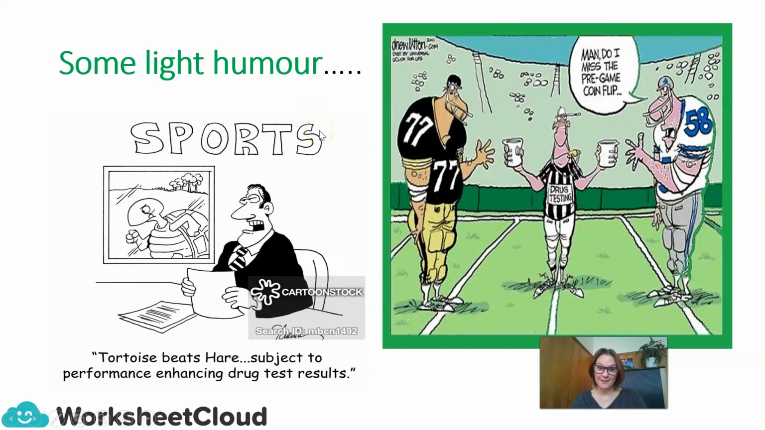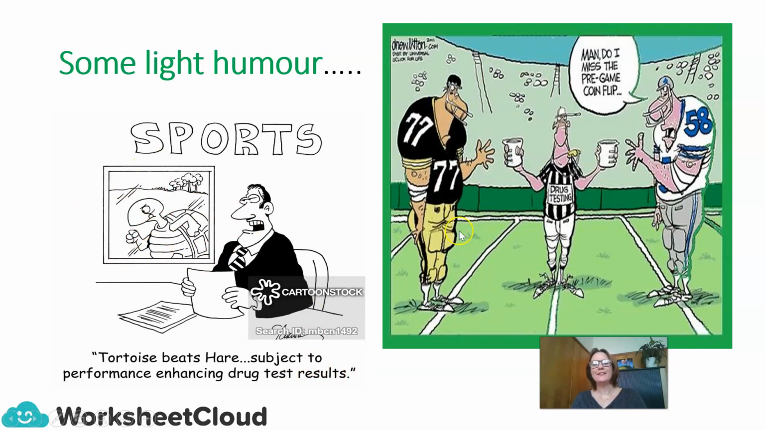Some light humor. Okay, let's see if you get these cartoons. Remember the tortoise and the hare? Right, look at this one. The tortoise beats hare subject to performance-enhancing drug test results. How on earth did the tortoise manage to beat the hare?